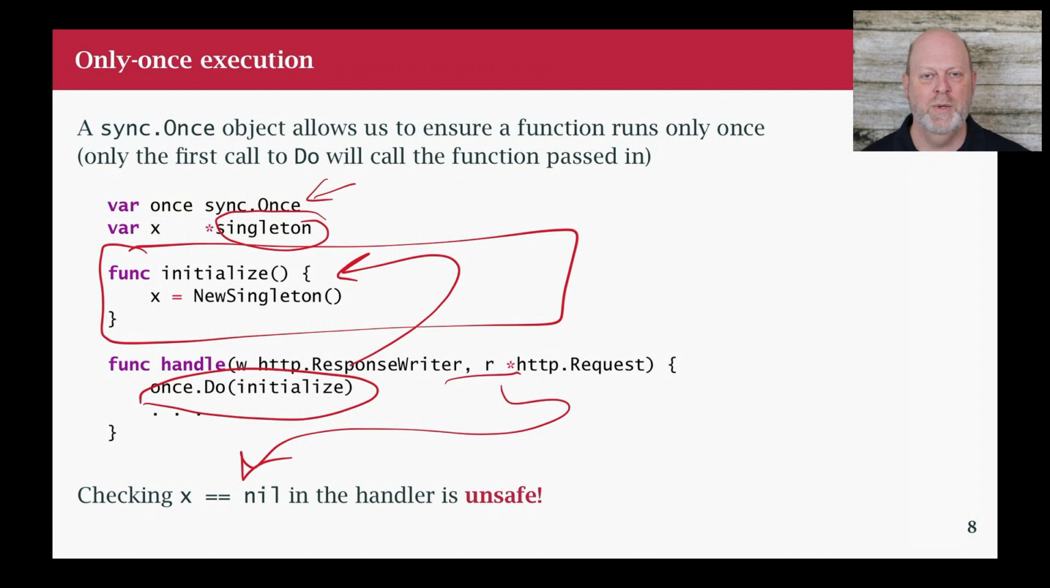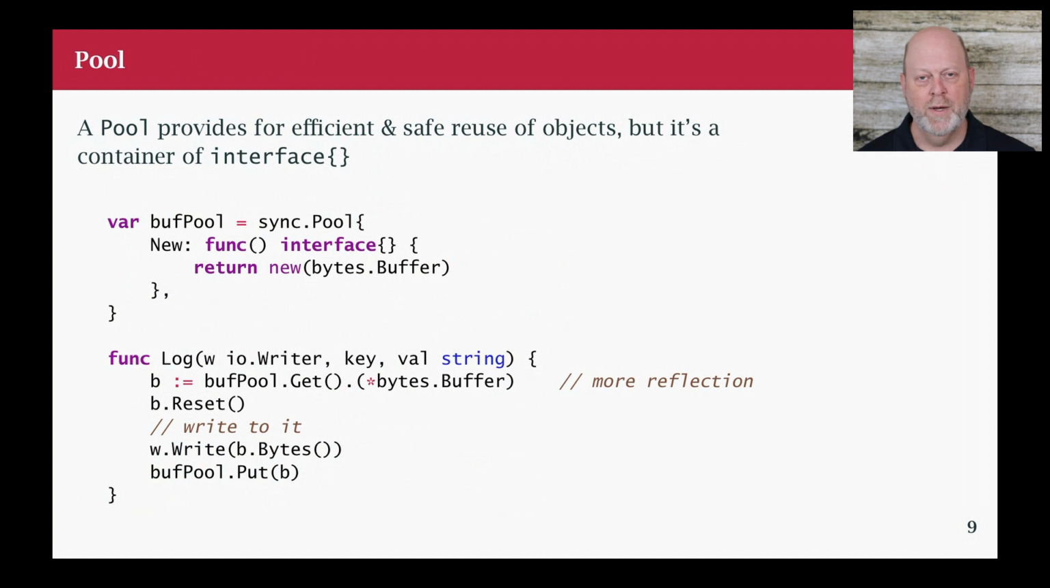It has nothing to do with CSP. It is a mutual exclusion tool because it's a synchronization tool that says, yes, I'm going to make sure that if somebody calls once.Do, nobody else is going to be able to call it at the same time. And once it's been called, anybody else who tries to call it will just return because they'll know under the covers that it's been called. There's one more thing in here I want to talk about called Pool.